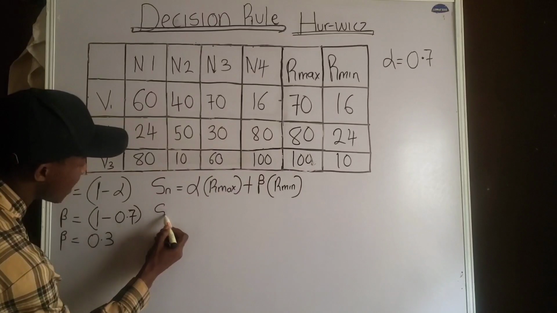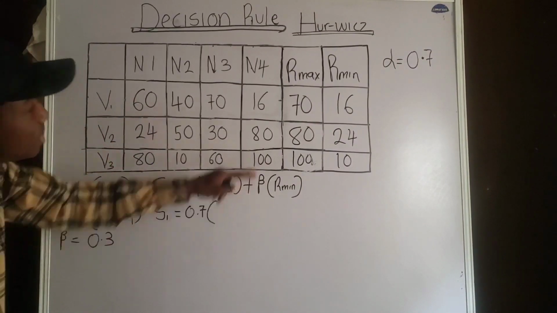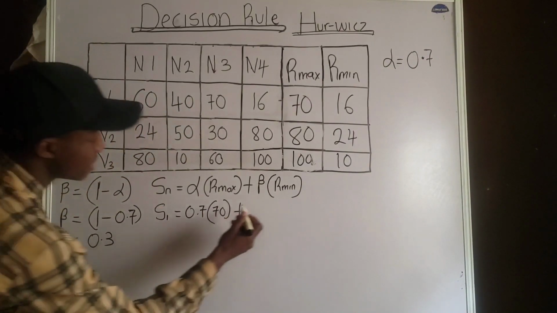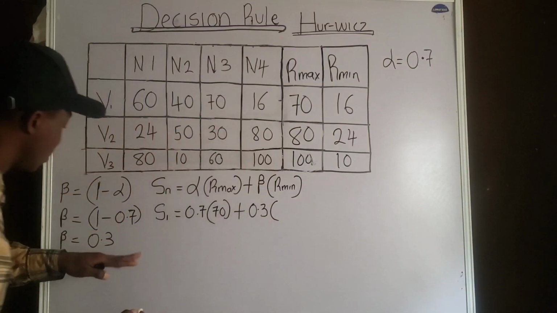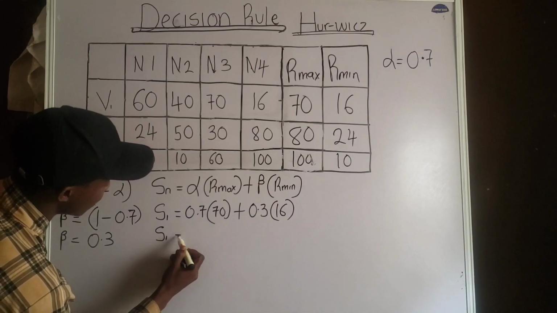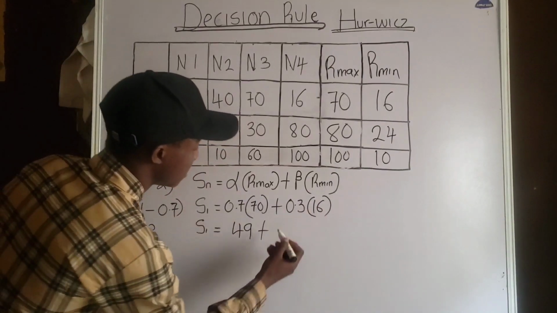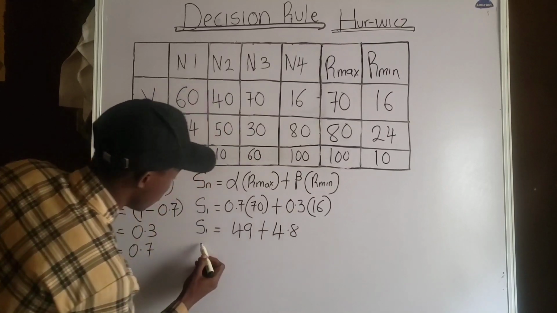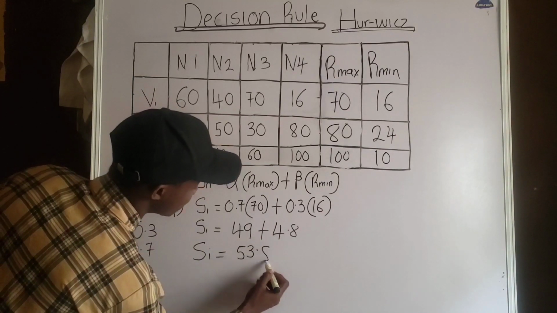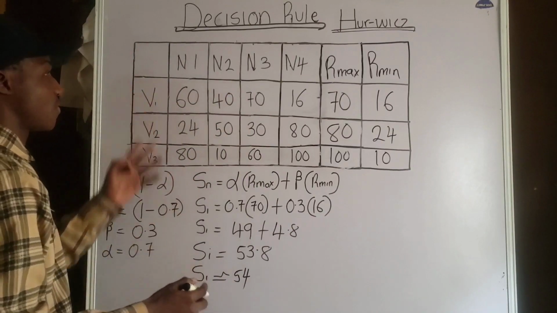Now let's start. For variety 1, I'm going to have S1 equal to, don't forget that alpha is 0.7, so 0.7 multiplied by the row maximum for variety 1, which is 70, plus beta. Beta is 0.3 as we have already calculated, so 0.3 multiplied by the row minimum for variety 1, which is 16. So the strategy for variety 1 is 0.7 multiplied by 70, that is 49, plus 0.3 multiplied by 16, that is 4.8. So 49 plus 4.8 is 53.8, which is approximately 54. So the strategy for variety 1 is 54.